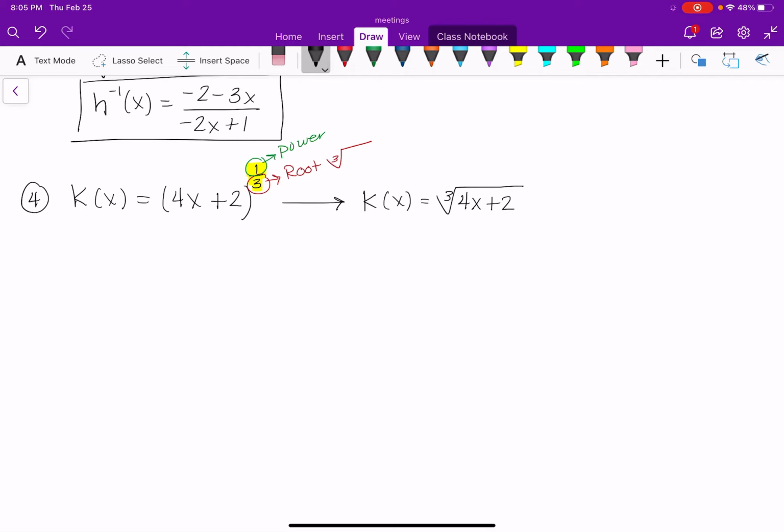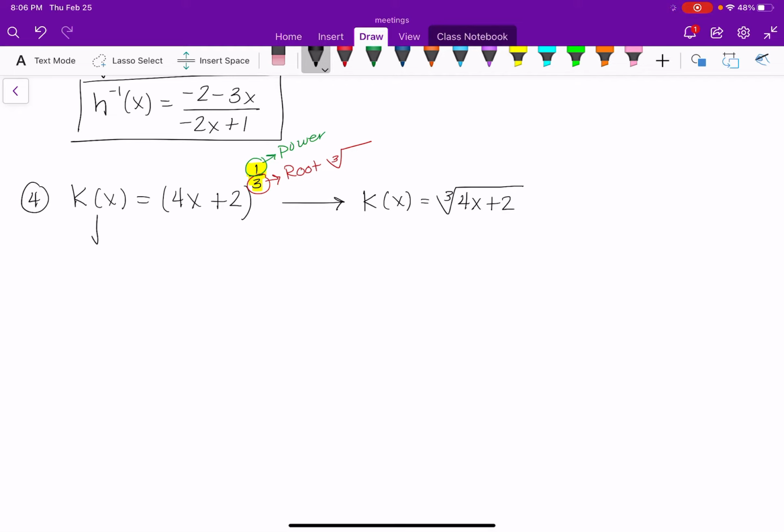The biggest thing you want to remember is that if it is a fraction like this, 1/3, that is a root. Therefore, the opposite operation of a root is always a power, and it's the power of whatever the root is. So since this is a cube root, or a third root, then the opposite of a third root would be a third power. That's all you really have to remember when you're doing these.